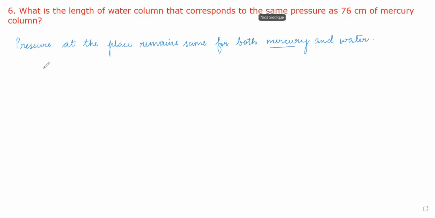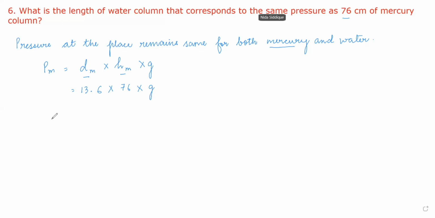So the pressure exerted by mercury will be the density of mercury into height of mercury column into gravity. Now we will be substituting the value. Density of the mercury is 13.6 gram per ml. Height of mercury, it is given to us in the question, that is 76 centimeter. And we'll write gravity as it is, that is G.